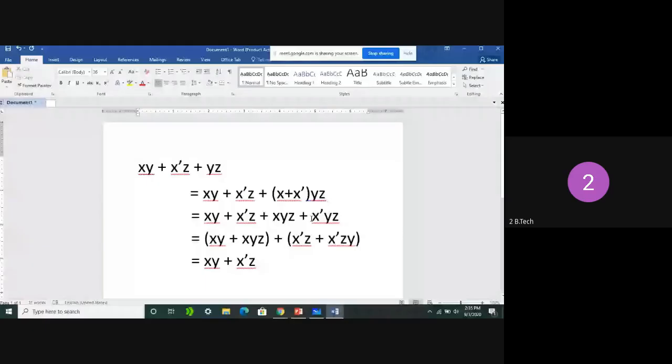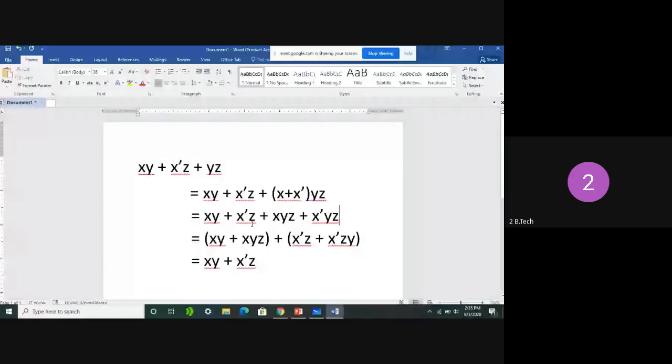See here, in the third term the xy term is present, and here also we got the xy term. The x bar z term is also there from the second term, so we got x bar z. In the fourth term also we have x bar z. Clear all of you?